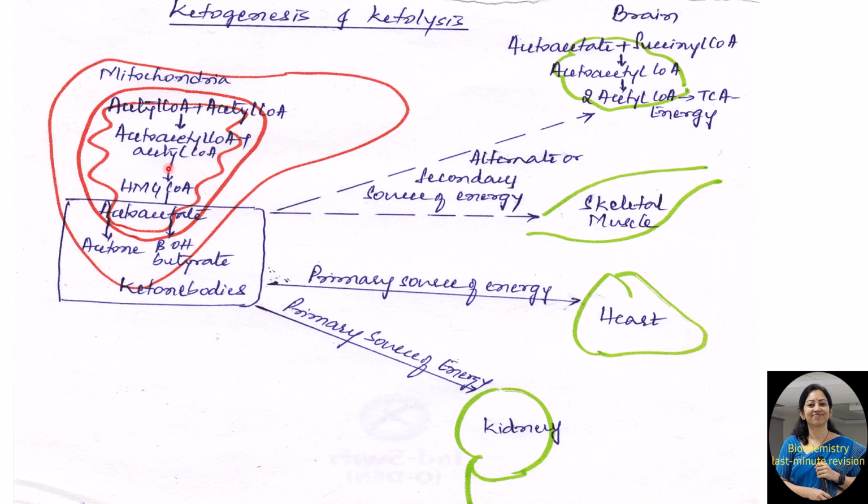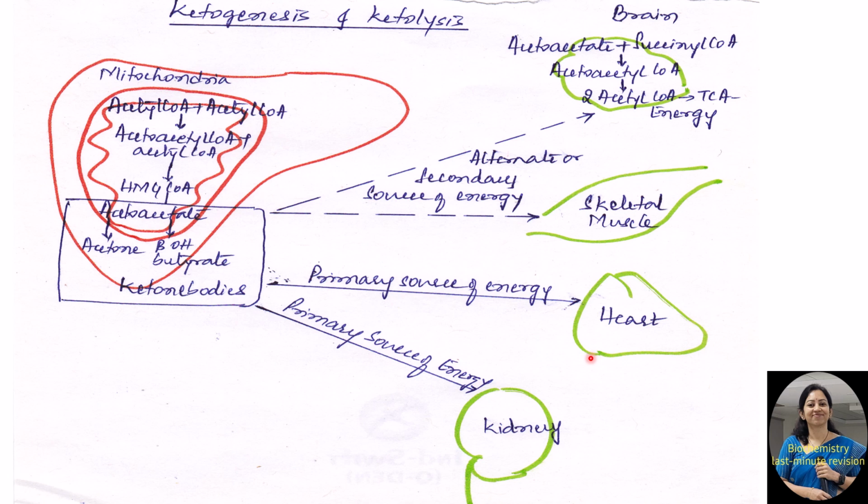This undergoes further condensation with one more molecule of acetyl-CoA to form HMG-CoA. This is lysed to form acetoacetate, which undergoes spontaneous non-enzymatic decarboxylation to form acetone and reduction to form beta hydroxybutyrate. Now these ketone bodies are released into general circulation, and their concentration in healthy individuals is always less than 1 milligram per deciliter.